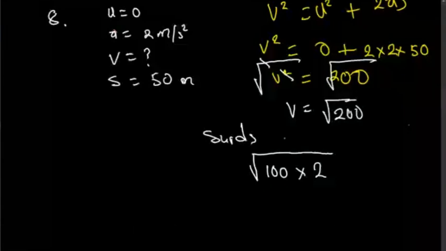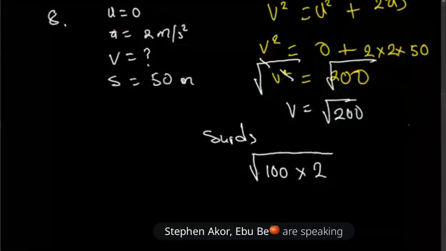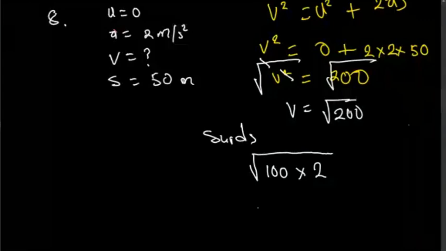So 100 times 2 is the same thing as 200. Now, 100 is what? What is the square root of 100? 10. 10 is the square root of 100.